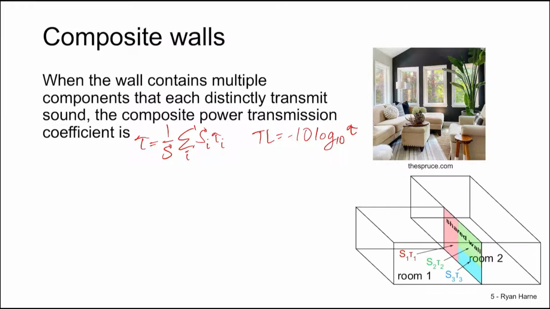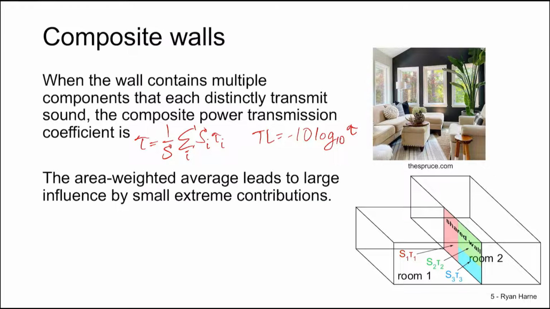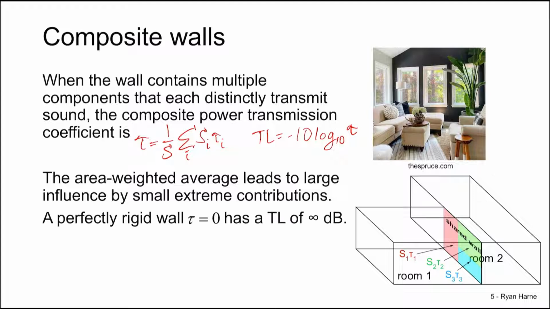The area weighted average we see ends up leading to large influence by small extreme contributions. So we had the shared wall that's shown in the schematic. If one of the areas, S1, S2, or S3, had an extreme contribution from low or high values, it would lead to disproportionately great influence because transmission loss is a logarithmic quantity. So take, for instance, a perfectly rigid wall.